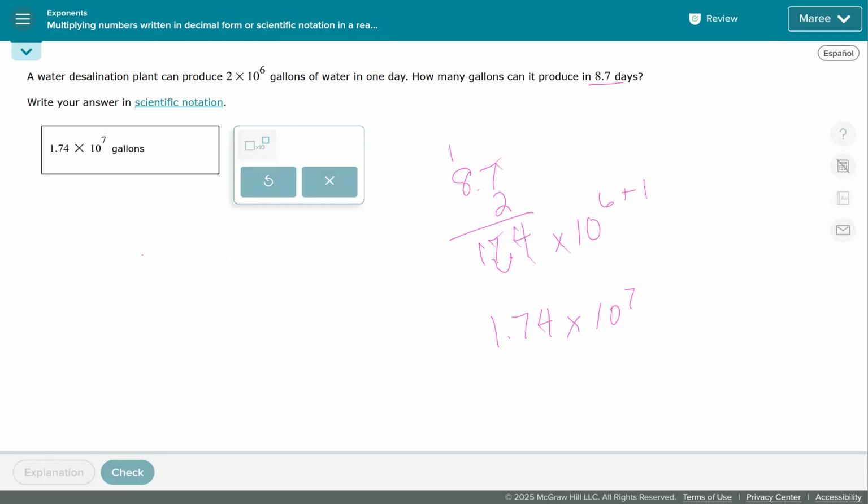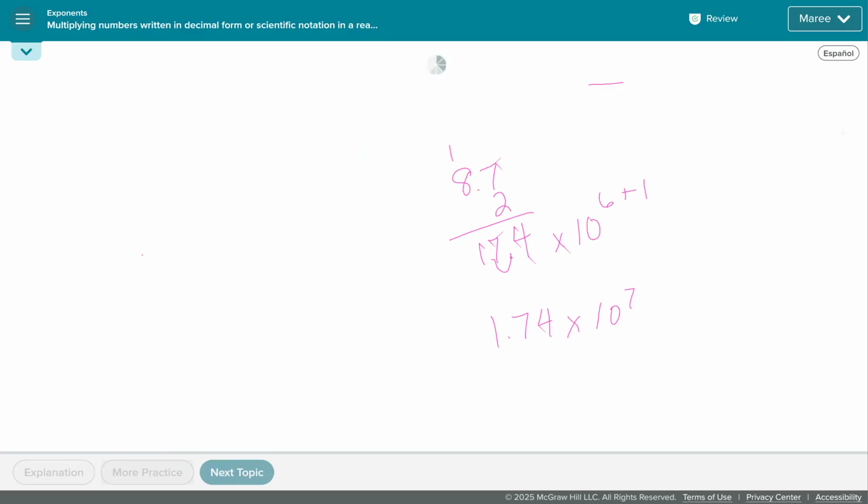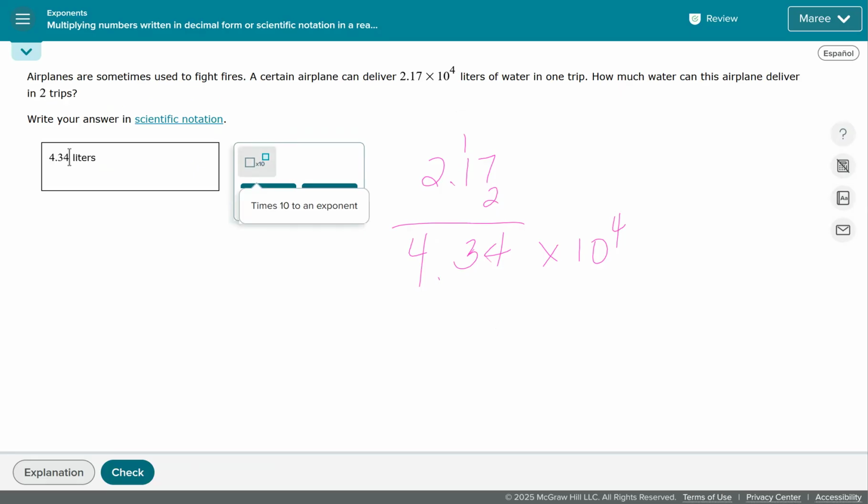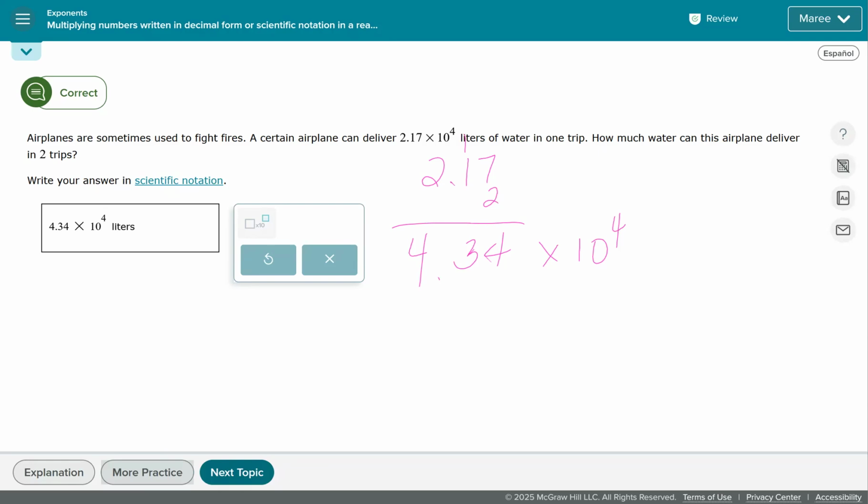There we go. All right, let's do one more. How much water in 2 trips? So we multiply 2.17 times 2, which is 4.34. So it's 4.34 times 10 to the 4th. We don't have to move the decimal at all. So we just write 4.34 times 10 to the 4th. We just leave the exponent the way it is. And that's the end of the lesson.